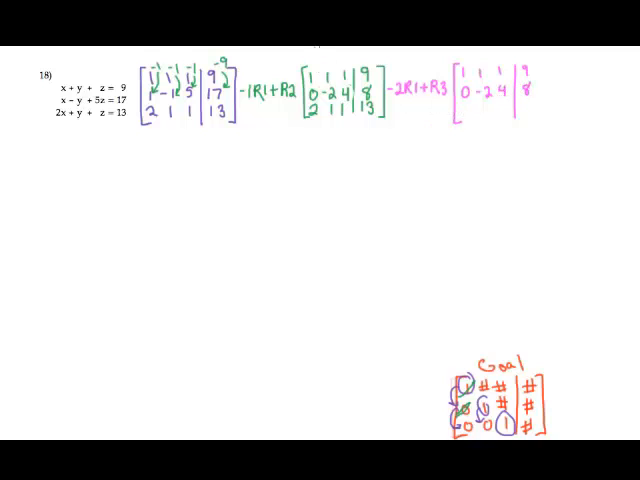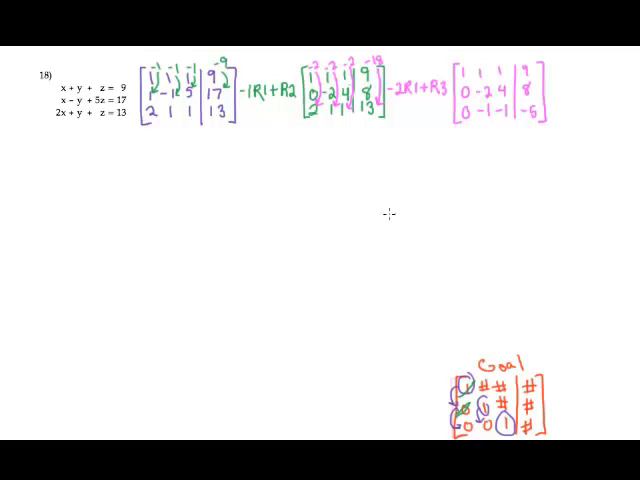The third row, we have to do negative 2 times our first row and then add it to the third row. So negative 2 times 1 is negative 2. Negative 2 plus 2 is 0. 1 times negative 2 is negative 2. Negative 2 plus 1 is negative 1. Negative 2 times 1 is negative 2, plus 1 is negative 1. 9 times negative 2 is negative 18. Negative 18 plus 13 is negative 5. So we're done with the first column. We've got it the way we want it.